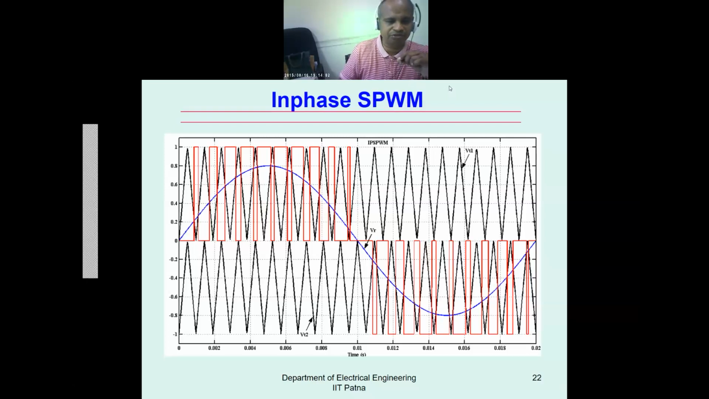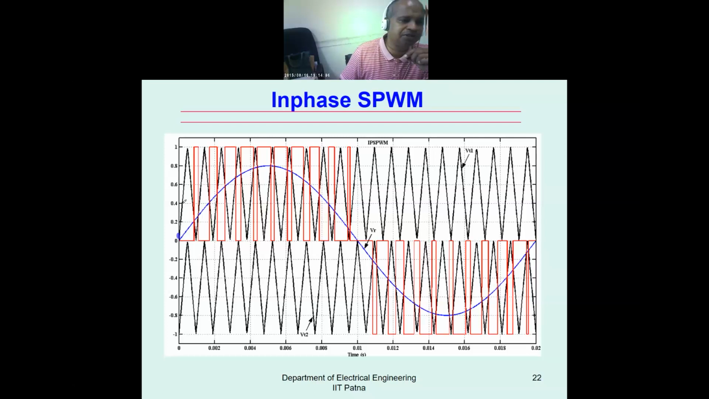How to switch on the PWM technique we have already studied. In phase means both the reference waveforms are in the same phase. That is what I call in phase SPWM.